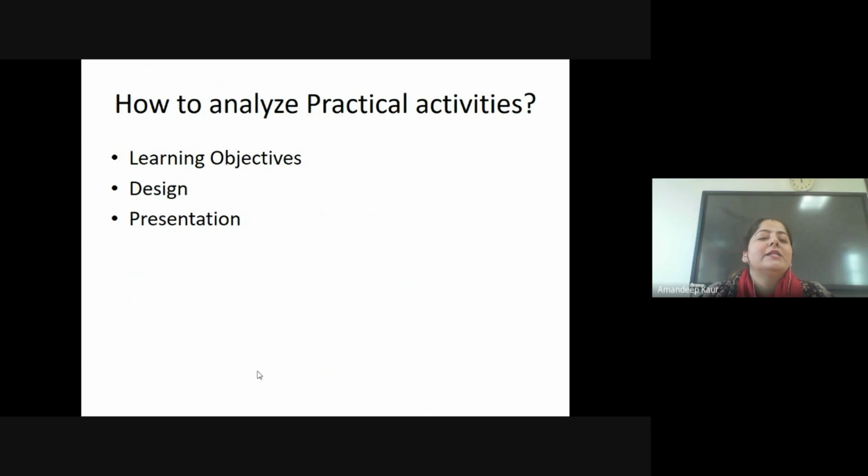So for analyzing the practical activity, we look at the learning objective, the design of the practical activity, and how the students are going to present that information.